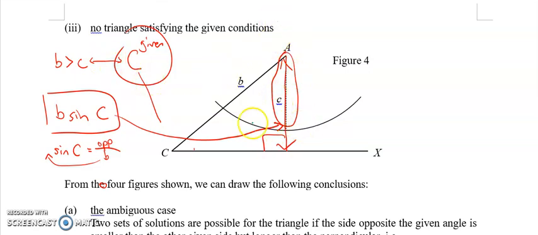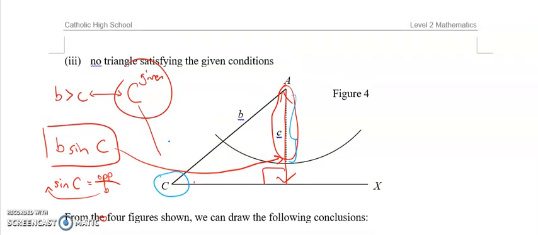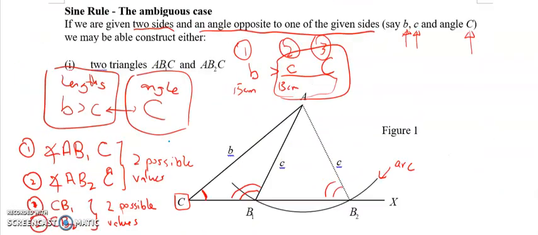So in this case, this length of C that is given is shorter than this whole perpendicular length. That's why we can't form a triangle with this angle C over here. That gives us this angle size of C over here. Let's look at figure 1.